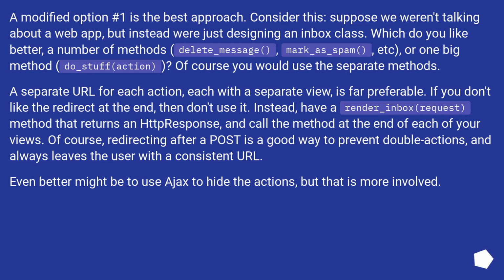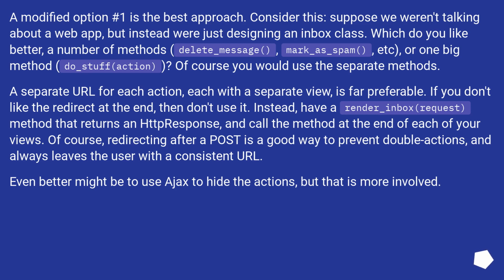A modified option number 1 is the best approach. Consider this: suppose we weren't talking about a web app, but instead we're just designing an inbox class. Which do you like better? A number of methods, delete_message, mark_as_spam, etc., or one big method, do_stuff(action)? Of course you would use the separate methods. A separate URL for each action, each with a separate view, is far preferable.